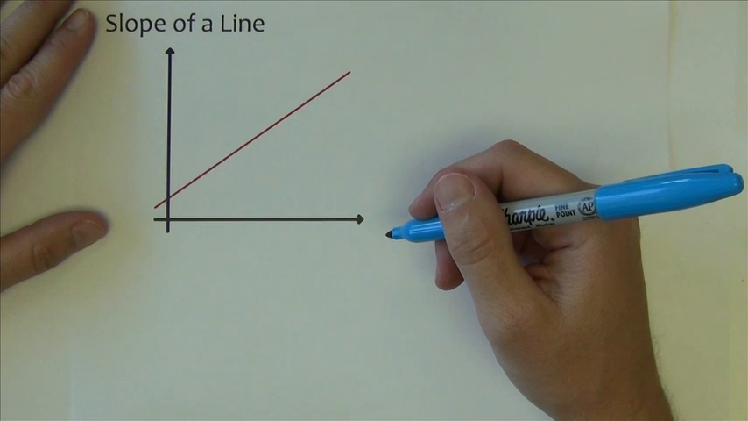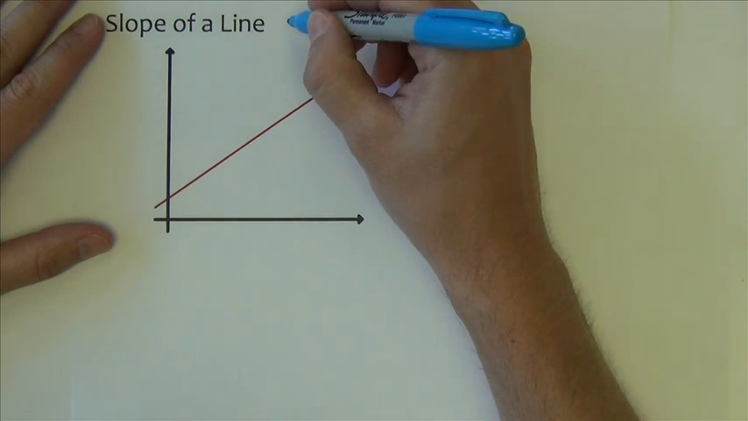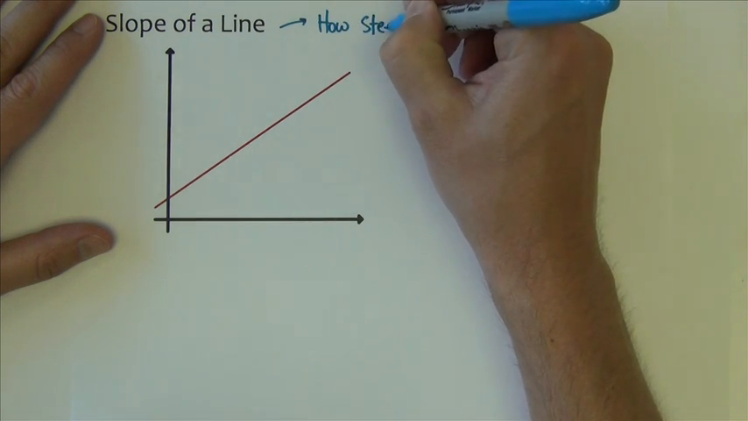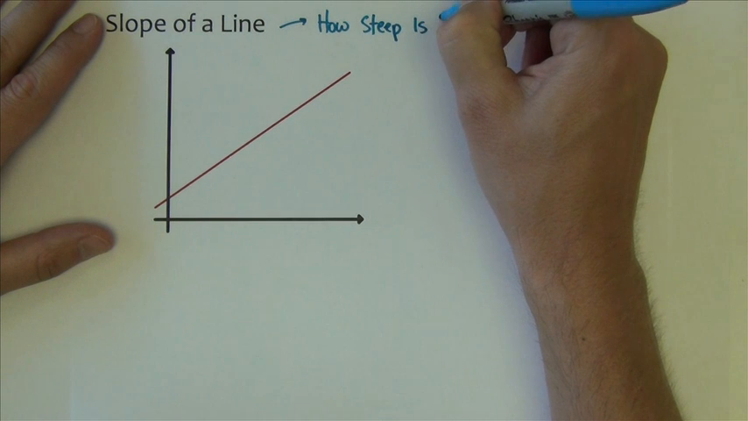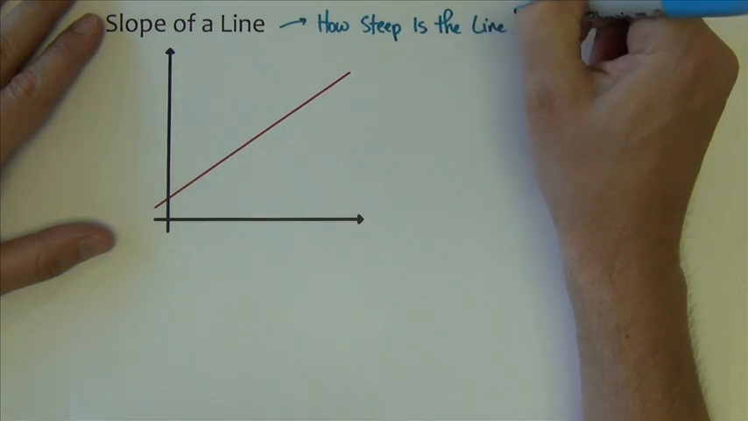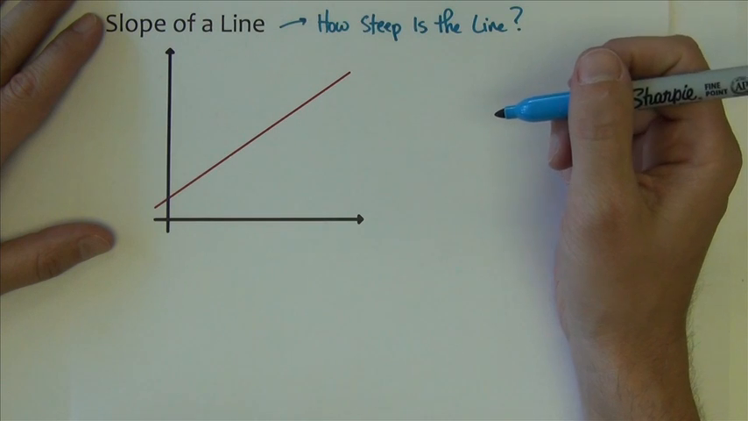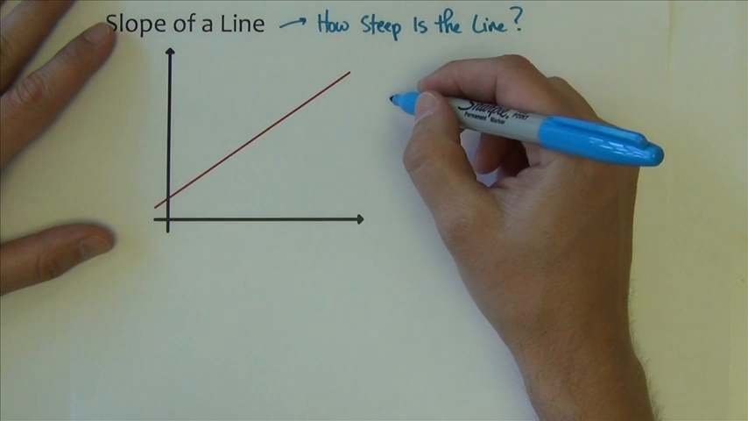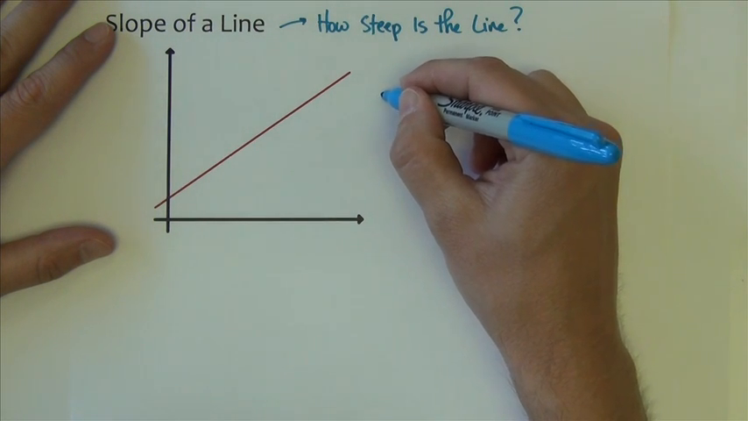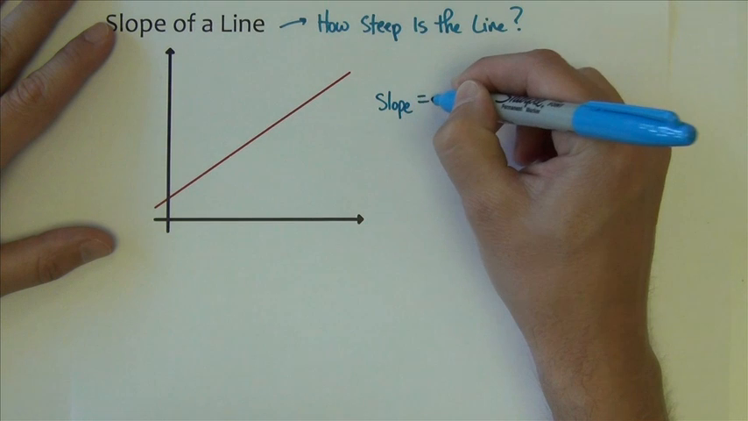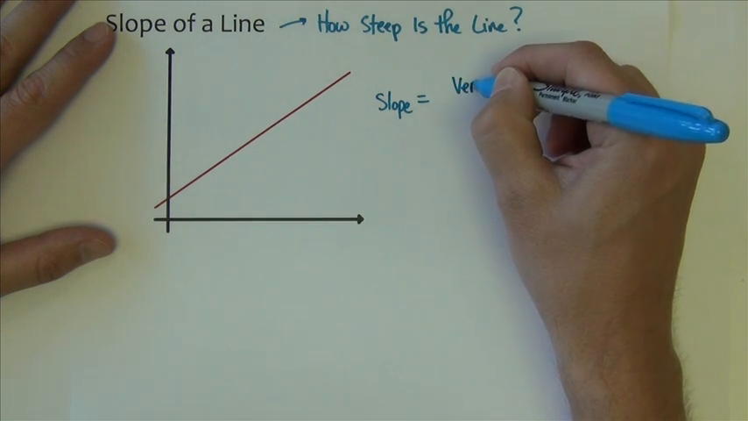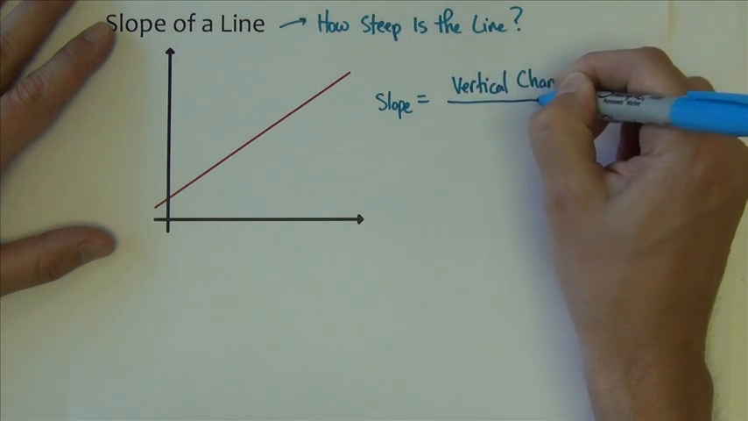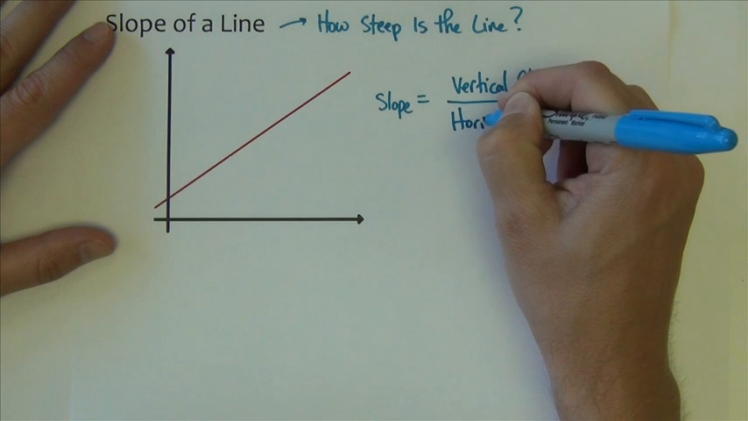Let's begin by talking about slope of a line. When we talk about slope, we're talking about how steep is the line. Okay, and it's measured in a specific way. It's always done the same way. Slope is defined as the vertical change divided by the horizontal change.